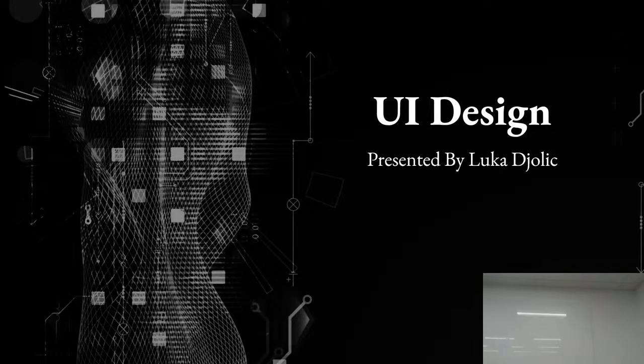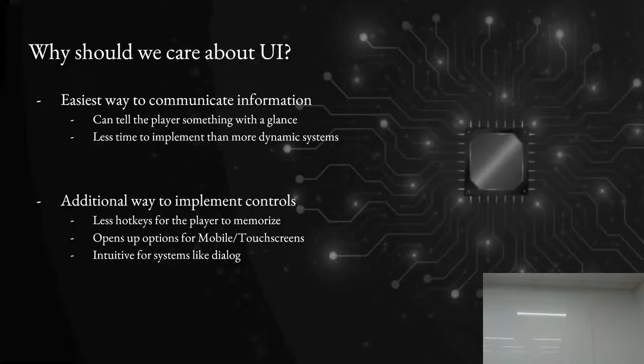All right, so welcome to the little presentation we'll be doing on UI design. This should hopefully be a shorter one, though we definitely lost a bit of time from all the technology shenanigans. So why should we care about UI? Well, it's the easiest way to communicate information to the player. You could use some sort of dynamic system, like some games have done with main menus where it's actually objects you can drag around to explore and go to levels, and that certainly works, but it takes a lot of time to implement. Whereas you can just put some text on the screen, put some buttons, and problem solved.